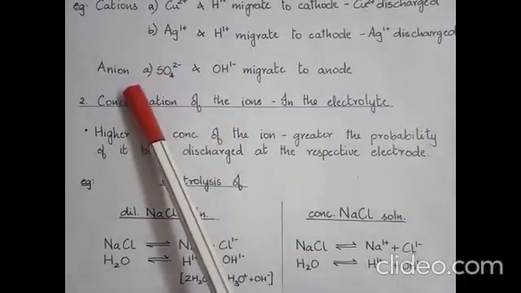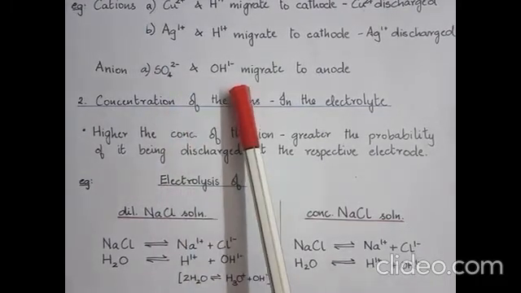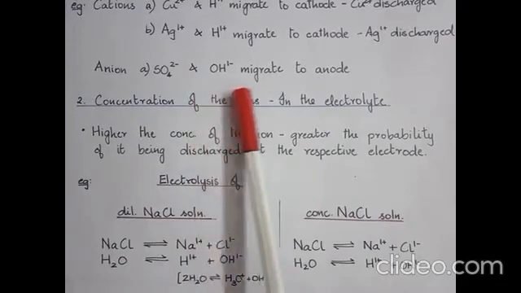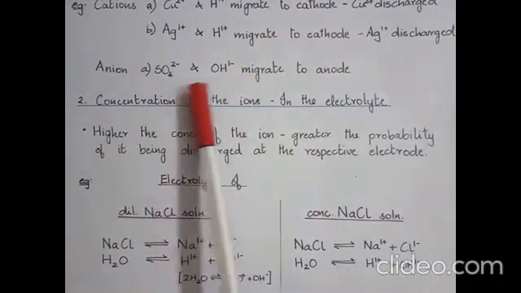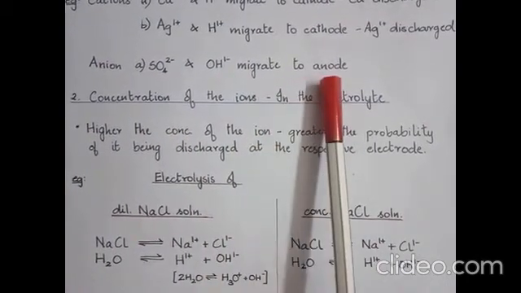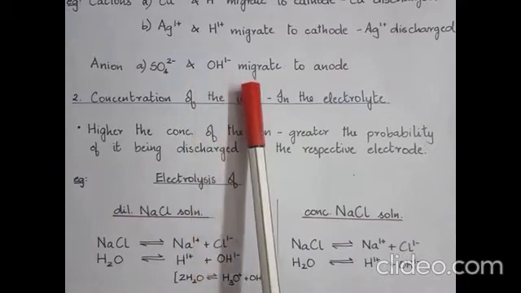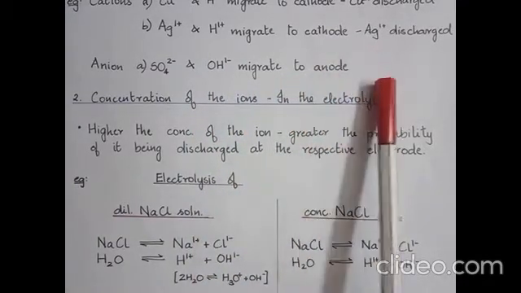Now the anions. Suppose there are two anions, sulfate ion and hydroxyl ion in the electrolyte. Sulfate ion in the series, if you see, is at the top of the series, and down the series you find hydroxyl ion. So when they migrate towards the anode, hydroxyl ion gets discharged at the anode because of the position in the electrochemical series.